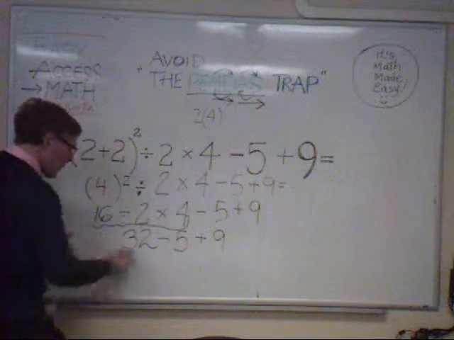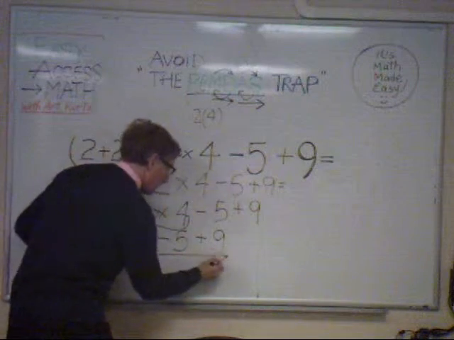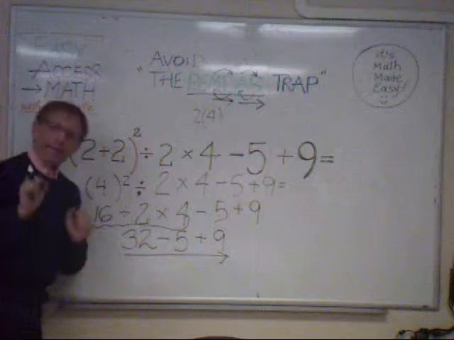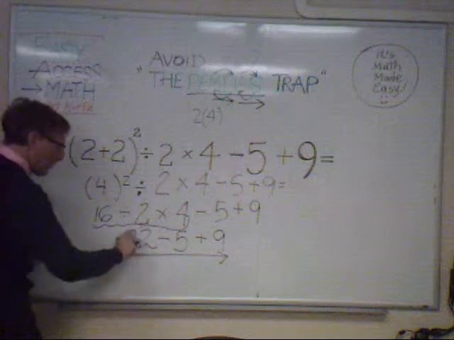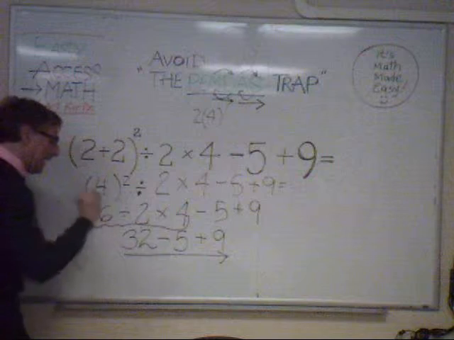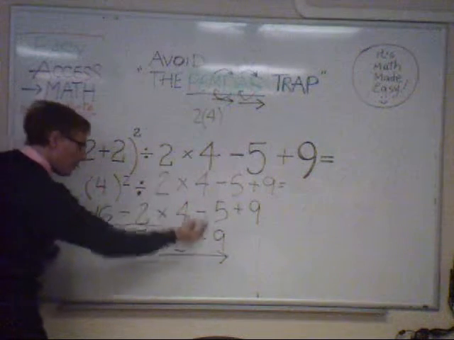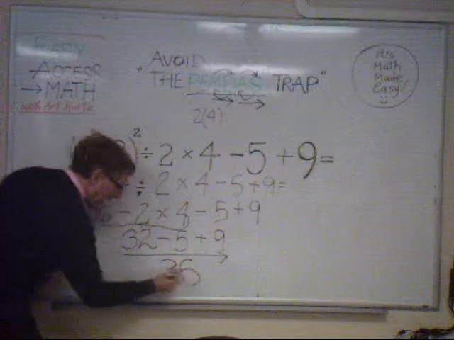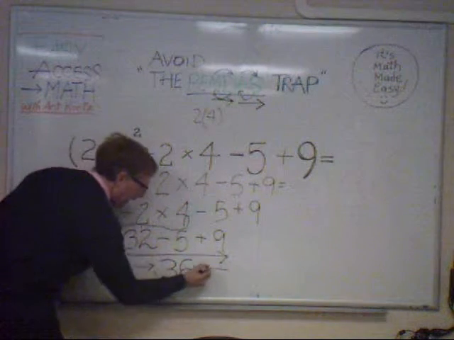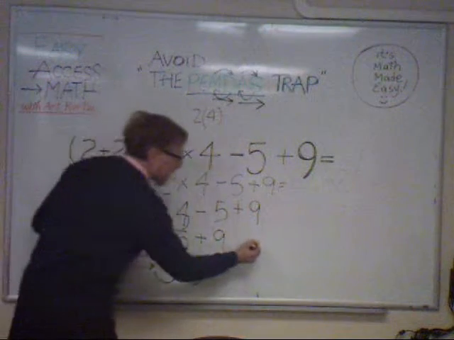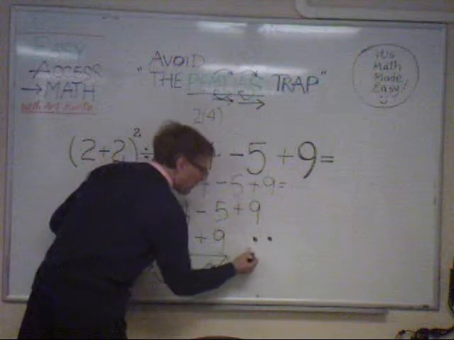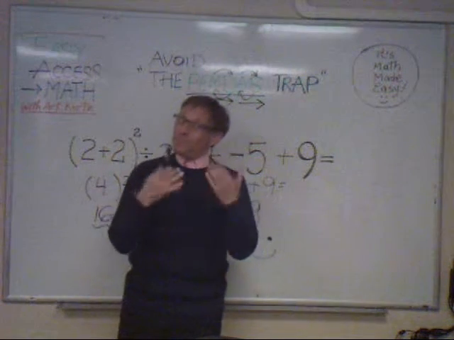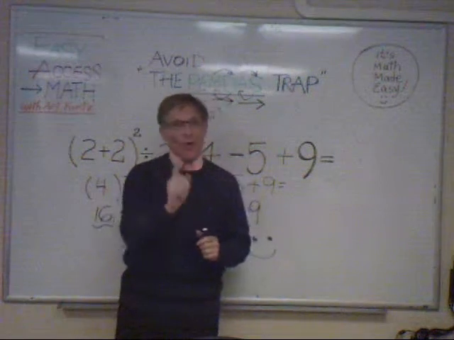What I needed to do was go from left to right. When you have addition and subtraction, they're equal priority, so it's left to right. 32 minus 5 is 27, plus 9 is 36. And that is my answer. I did not fall into the PEMDAS trap. Everybody is happy. So, this is the way you avoid the PEMDAS trap.